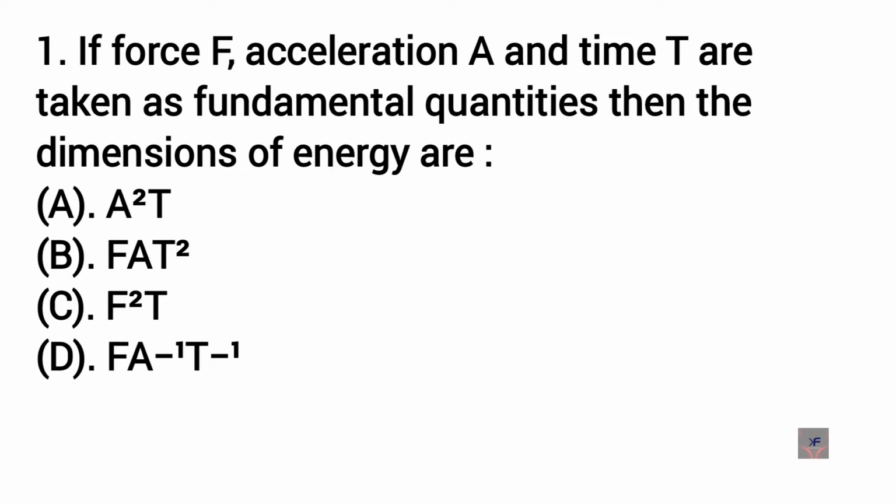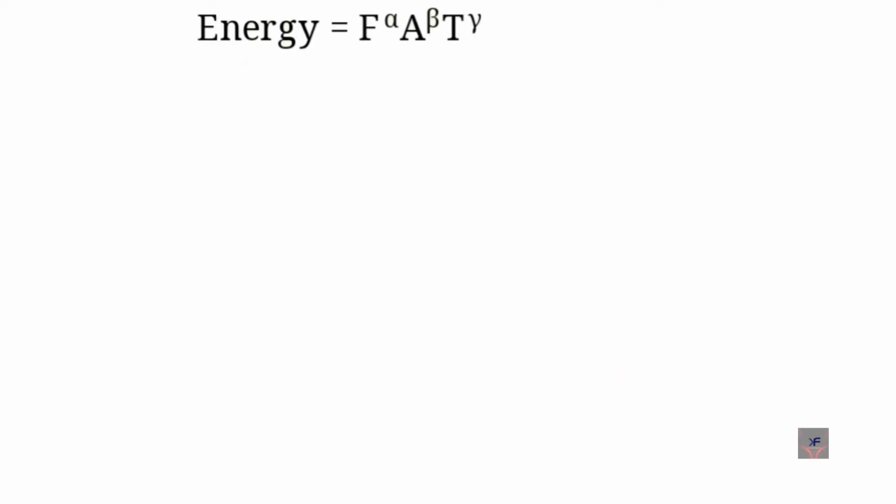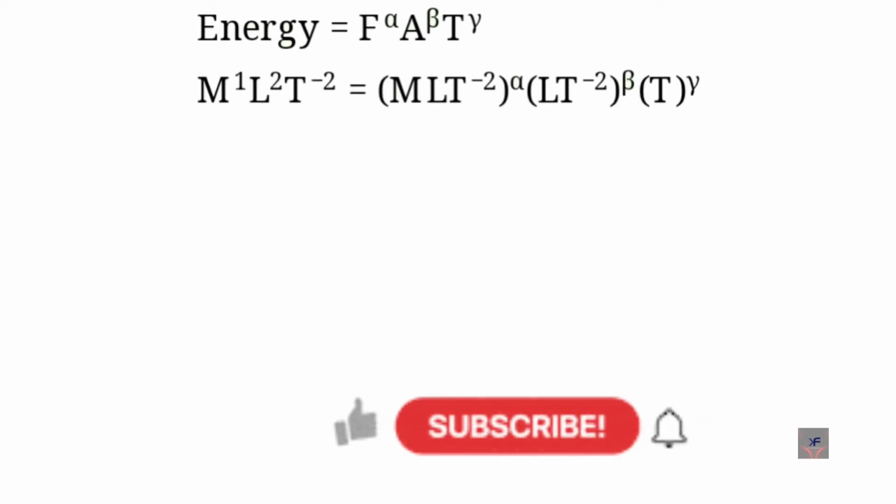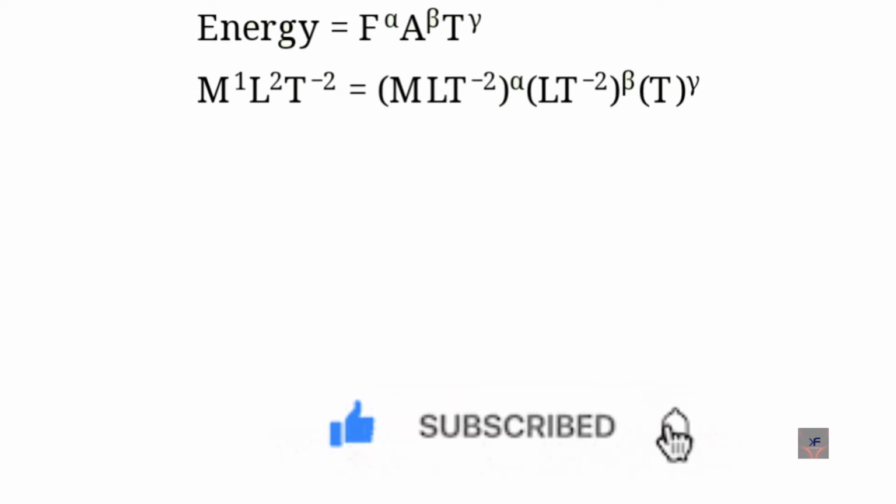Okay, now let's see it. Energy equals force to the power alpha, a to the power beta, t to the power gamma. M to the power 1, L to the power 2, T to the power minus 2, equals MLT to the power minus 2, the whole to the power alpha, into LT to the power minus 2, the whole to the power beta, into T to the power gamma.